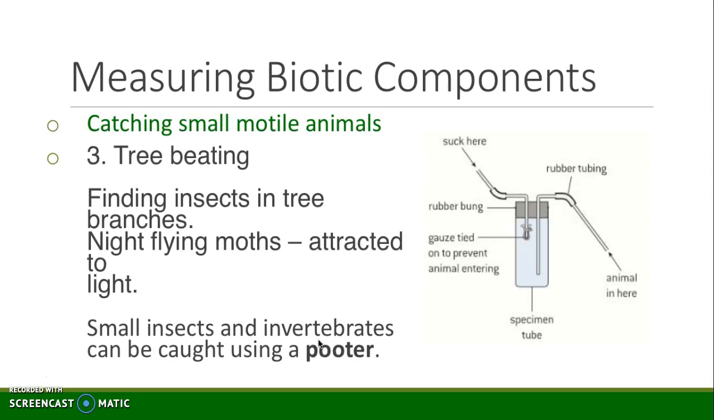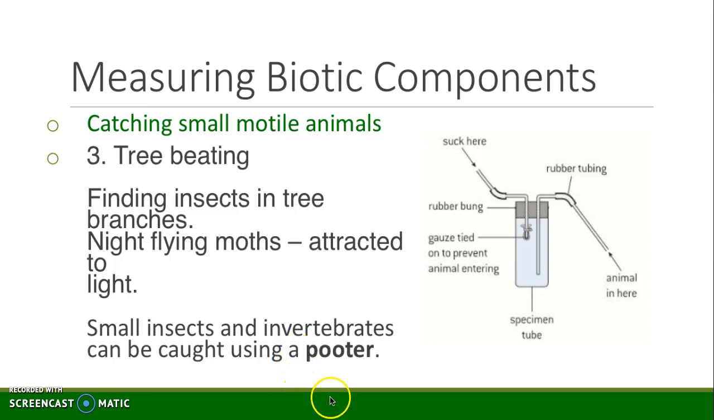Then this one, both of these sound kind of silly, but there's tree beating, which is exactly what it sounds like. So it'd be like you got a big stick, you hit a tree, and you pretty much see what comes out of the tree. The idea is you could have a piece of cloth at the bottom to capture the things. So as they fall down, you'd collect them, and then you'd examine them and see what had been in the tree.